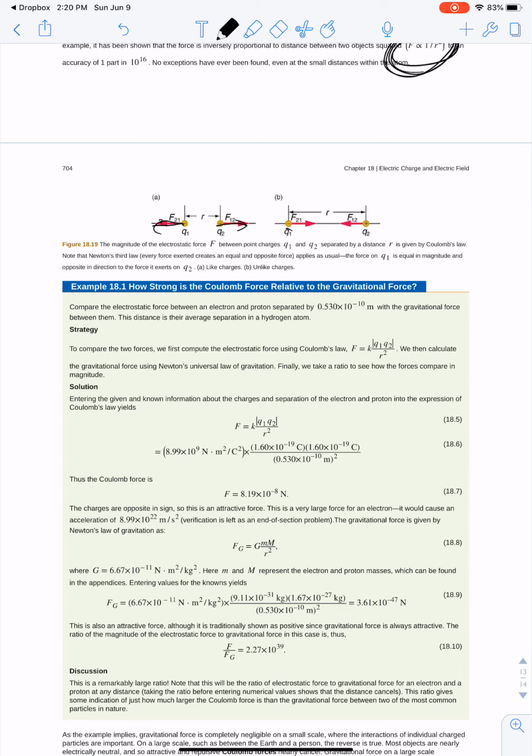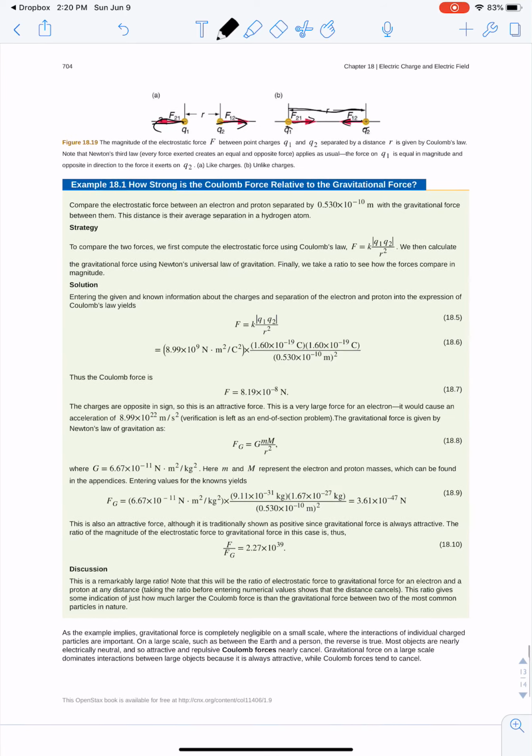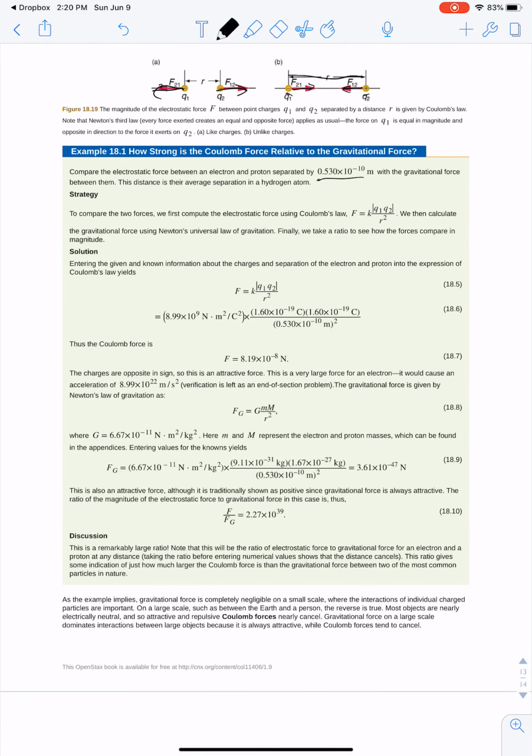If one of them is minus and one of them is plus, then you're going to have the force arrows pointing towards each other, and then again you've got your 1 over r squared here. So we got an example here. Compare the force between an electron and a proton with the gravitational force between them, okay? And then they're saying that this is the average distance in a hydrogen atom, 5 times 10 to the minus 10 meters, or 0.05 nanometers.